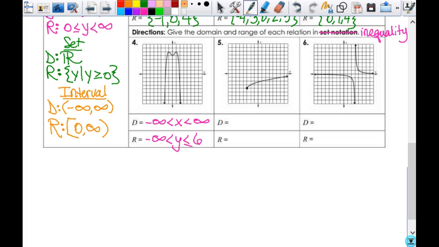All right, so number 5, that my x's start at -3. Do I include it? Yes, because it's solid. Then I go to infinity, and I never include my infinities. Y, I've got -4 to infinity.